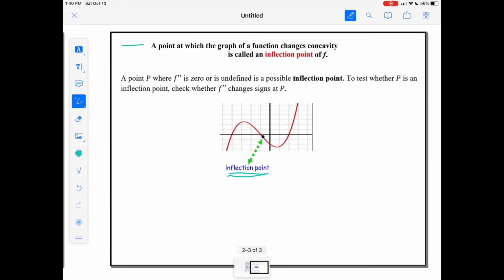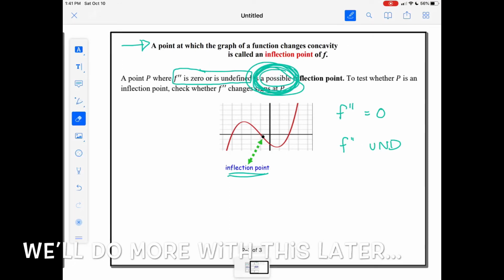So here we have it. We know a point where our graph changes from concave up to down is referred to as an inflection point. So here is one thing that we know. A point where your second derivative is either undefined or equal to 0. So if f double prime at some point is equal to 0 or undefined, that is, I'm going to circle this so hard, y'all, a possible inflection point. So we do more to figure out if it is in fact an inflection point.